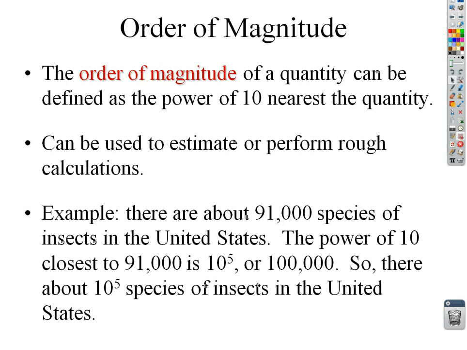Okay, and we use 100,000 because 91,000 is between what powers of 10, right? Well, it's between 100,000 and 10,000. And 91,000 is closer to 100,000, therefore we use 10 to the fifth.